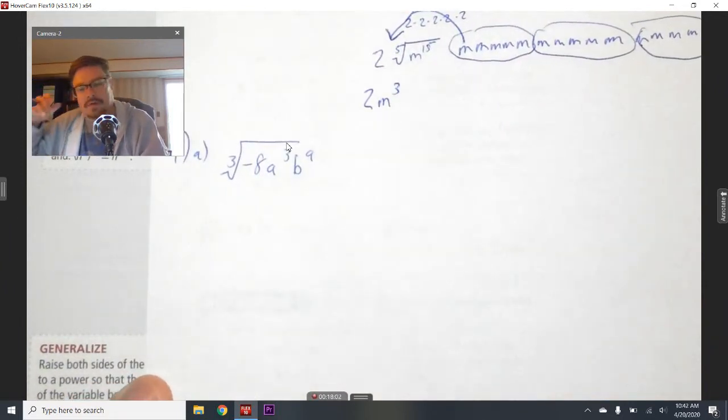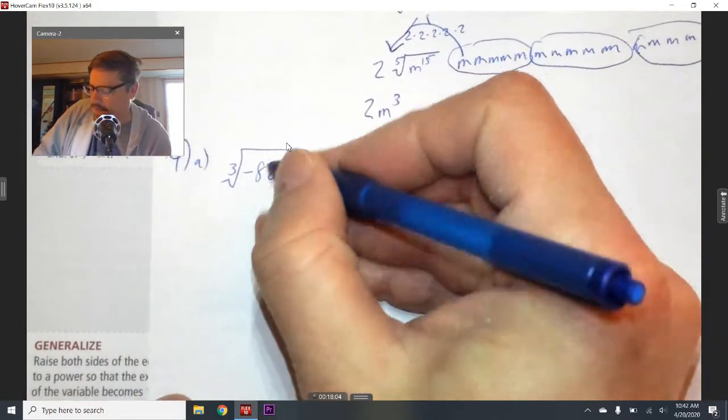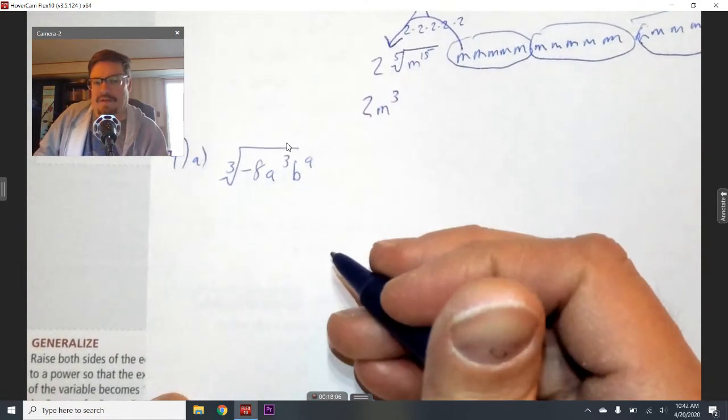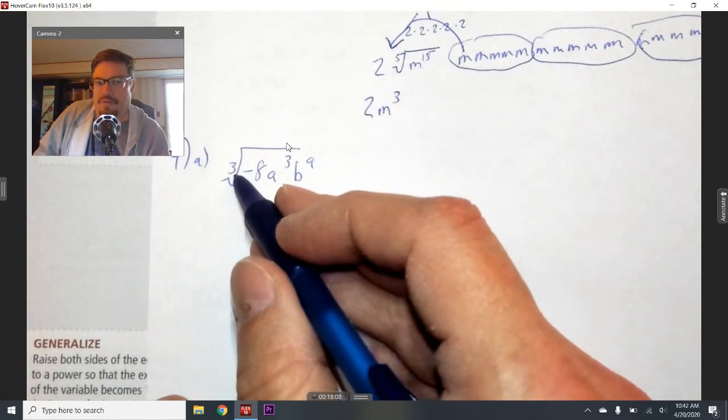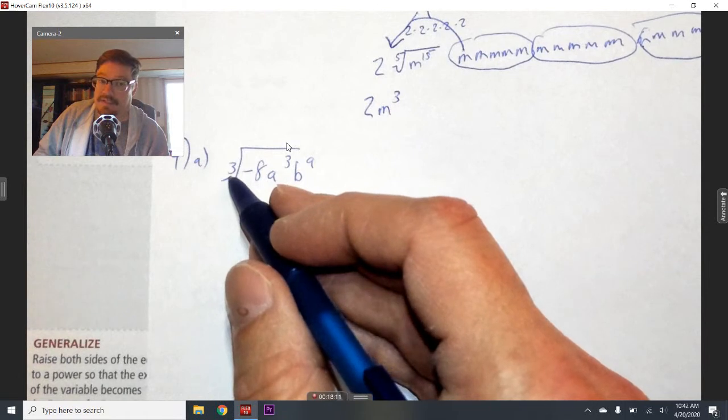Okay, so now let's see. I'm going to focus on the number. What times itself 3 times? Now I have a 3rd root, so I don't have to worry about negatives. It's the even roots that I have to worry about negatives.